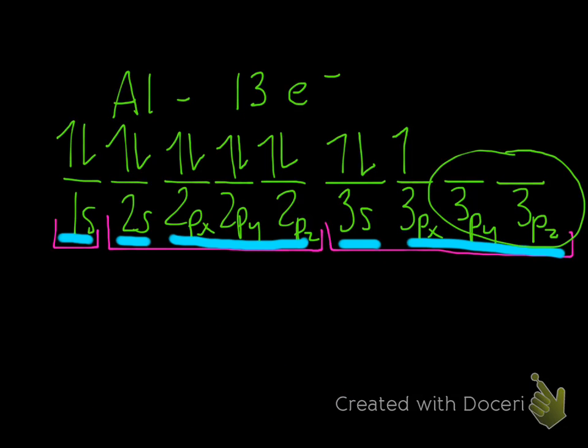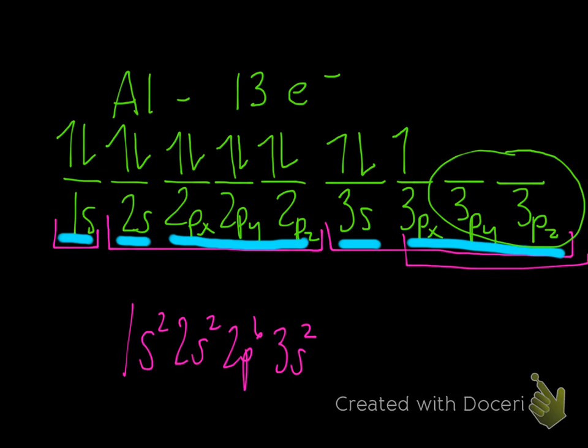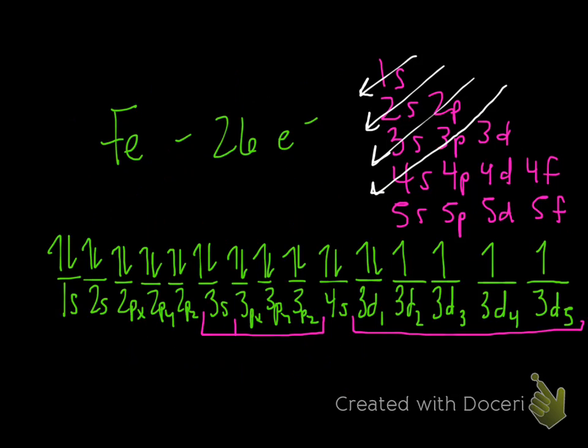Okay, let's go to aluminum with 13 electrons. So again, we write 1s2, 2s2, 2p6, 3s2, and our final subshell, the 3p, only has 1 electron in it, so we would write 3p1. That would be our electron configuration notation for an atom of aluminum with 13 electrons.